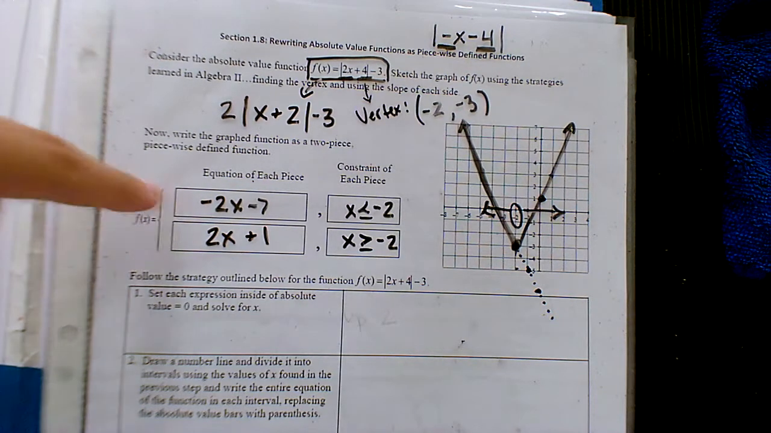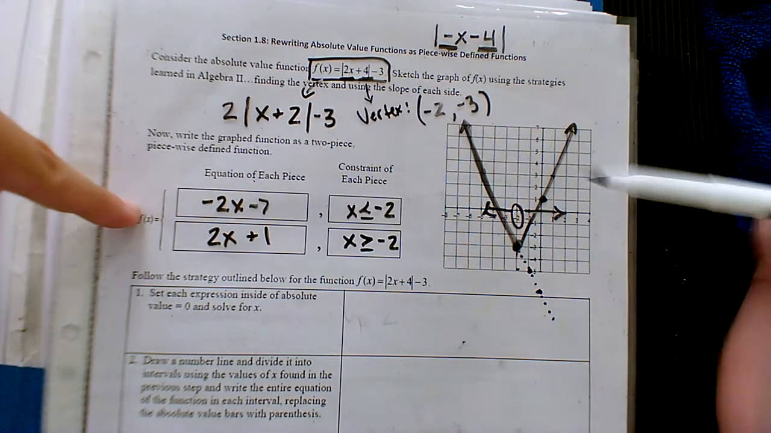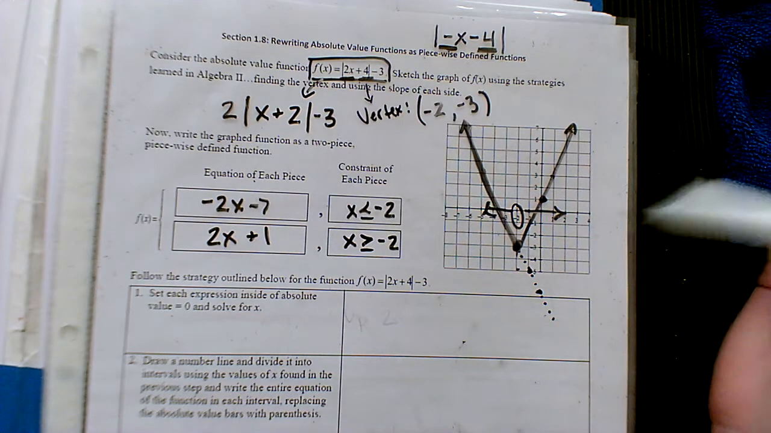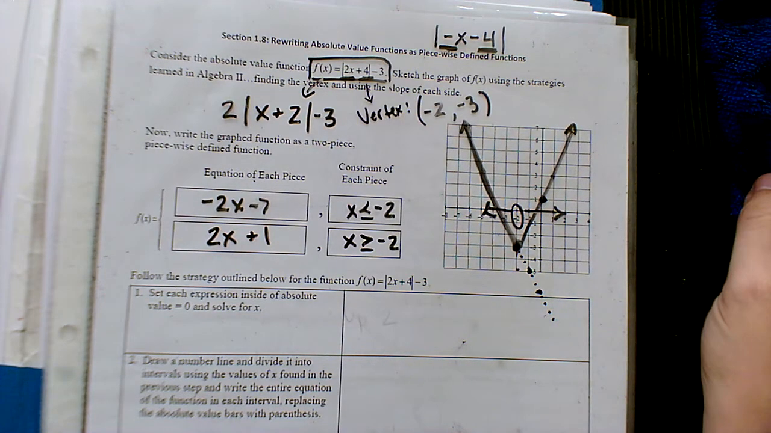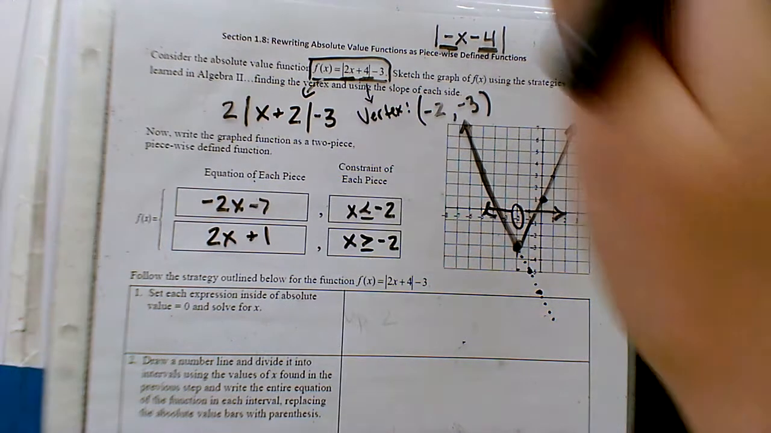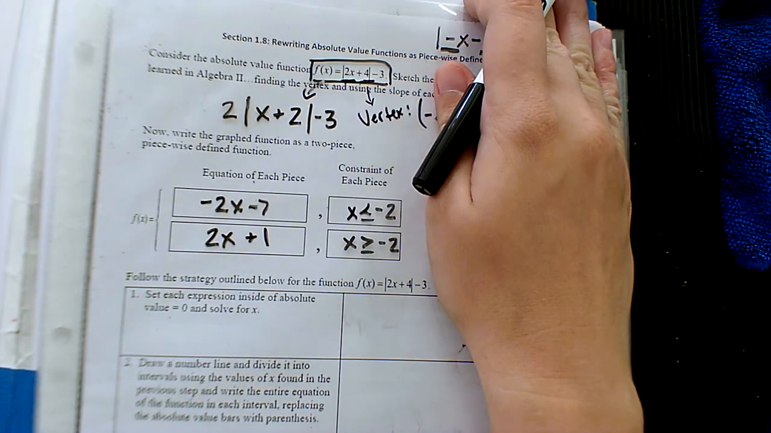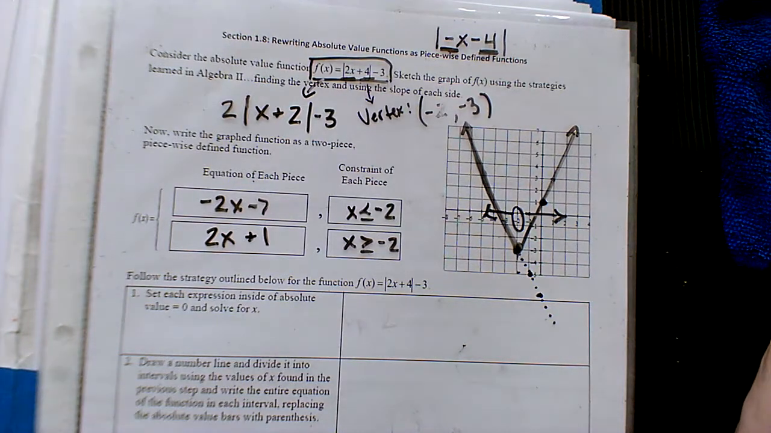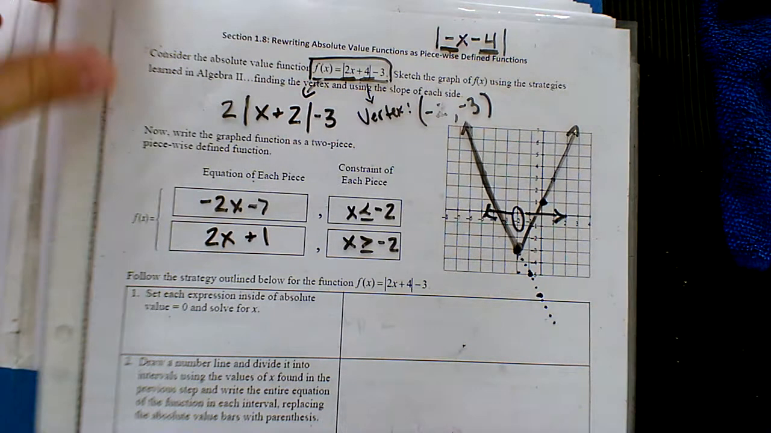Now notice how we created this piecewise function based off of the graph, right? That was essential for us. What we're going to try to do in this section is create the same piecewise function, but without the graph. Okay, we're just going to do it by looking at the equation. So this is where it's going to get a little bit higher ordered thinking.